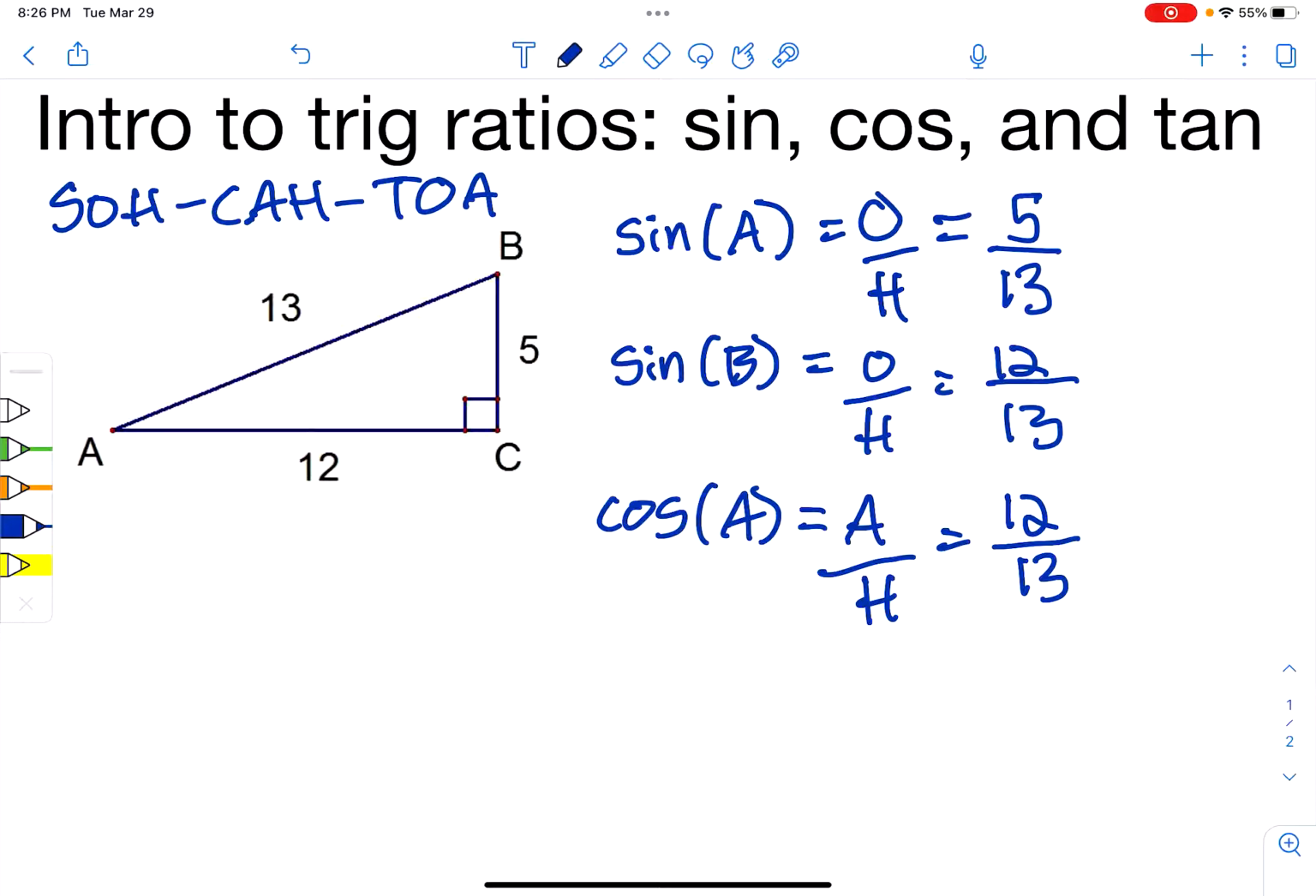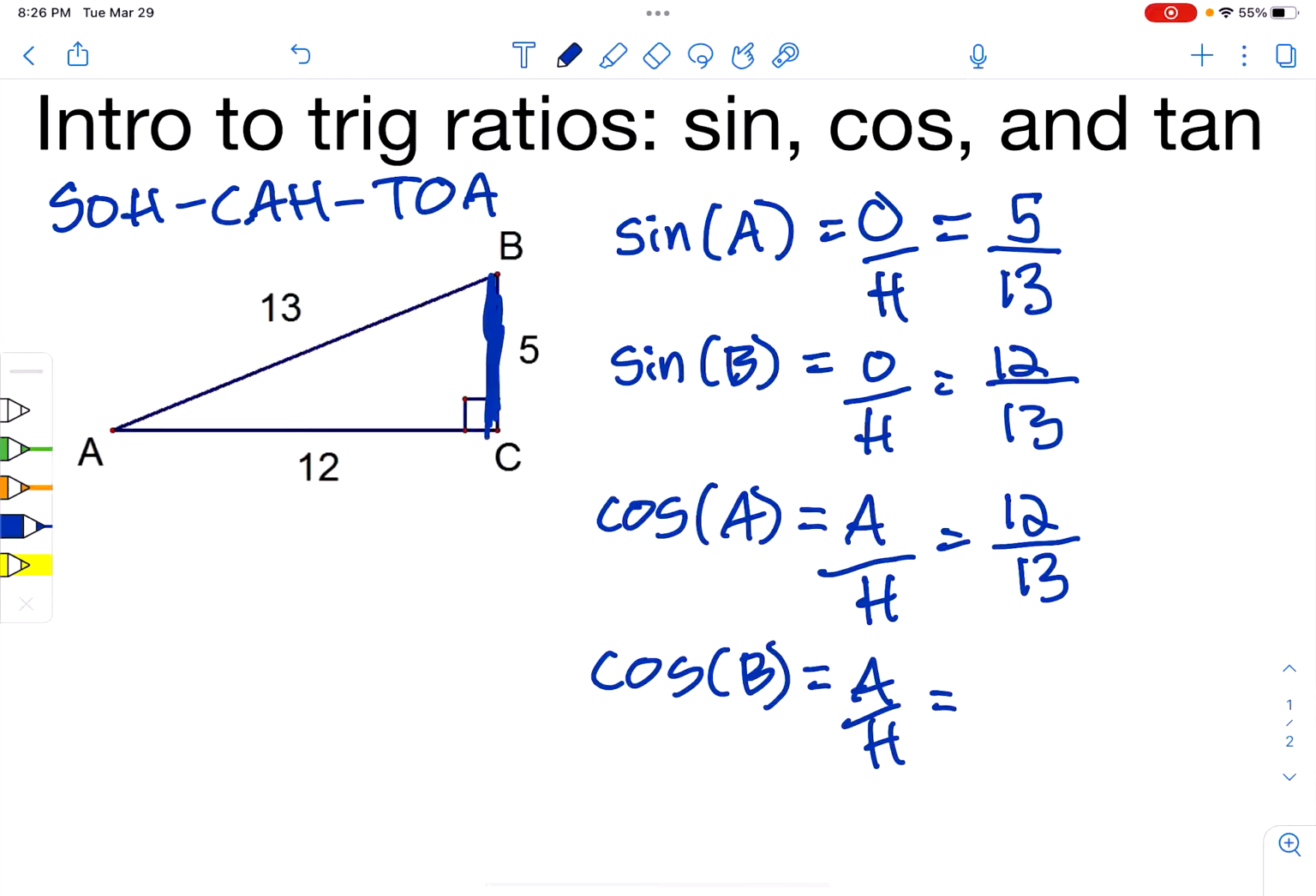Okay, now let's find the cosine of B. Again, cosine is adjacent over hypotenuse. If we look at B, our adjacent side is right here. It's that 5. And our hypotenuse, like before, is 13. All right, not too bad.